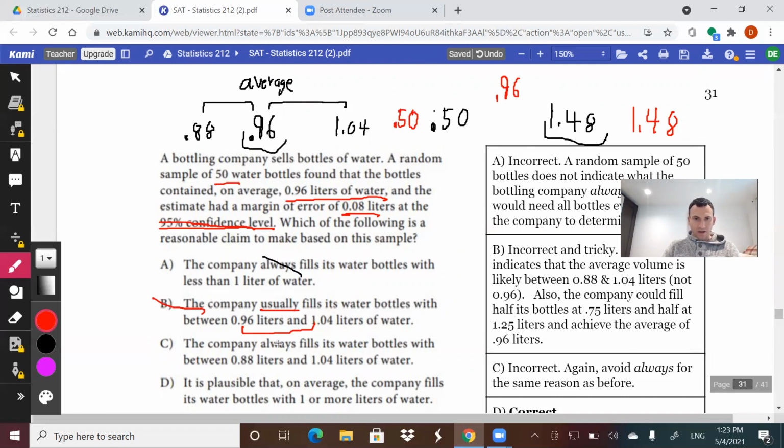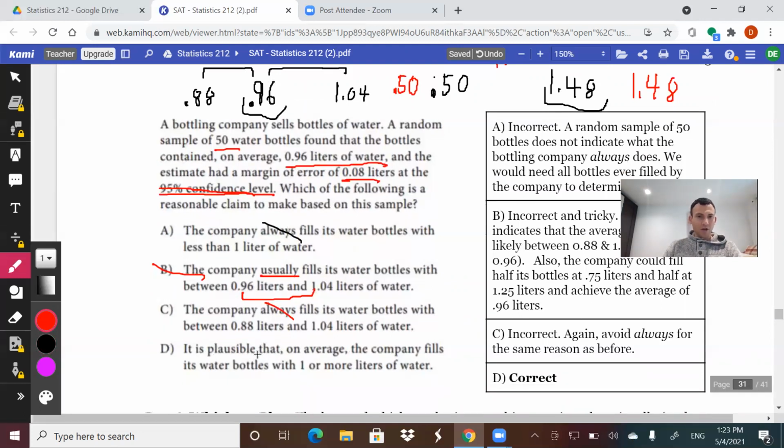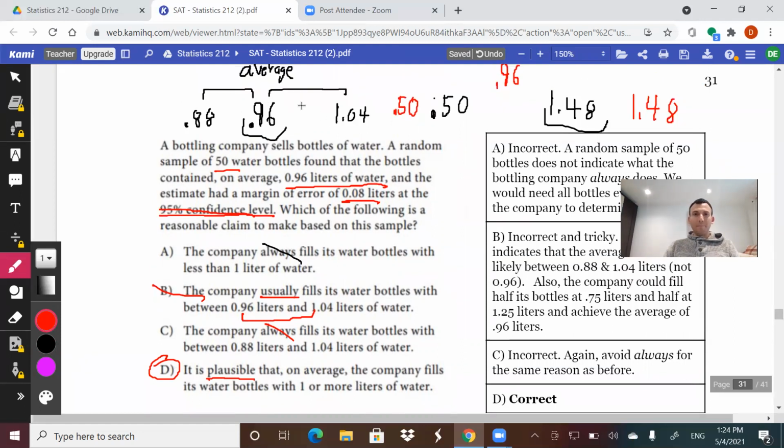The company always, again, always is something we don't know unless we actually sample every bottle. It is plausible, meaning it is likely that on average, the company fills its bottles with 1 or more liters of water. Plausible means possible. It is possible. That is a possibility because the margin of error exceeds 1 liter, it is possible that on average, the company could fill its water bottles with over 1 liter of water. The margin of error includes above 1 liter, meaning that our average could be above 1 liter. Okay.